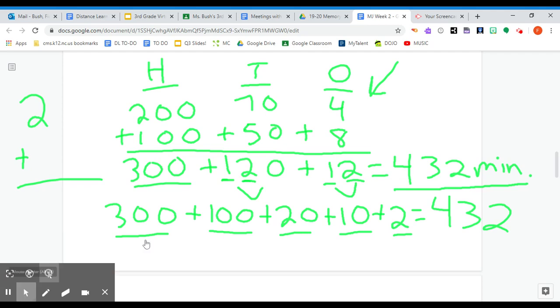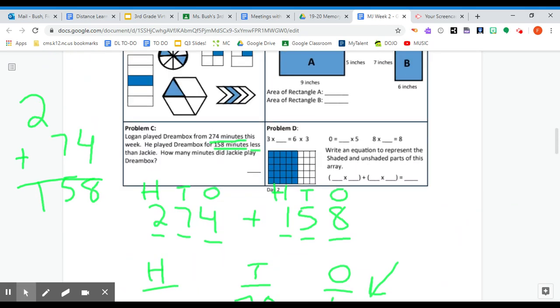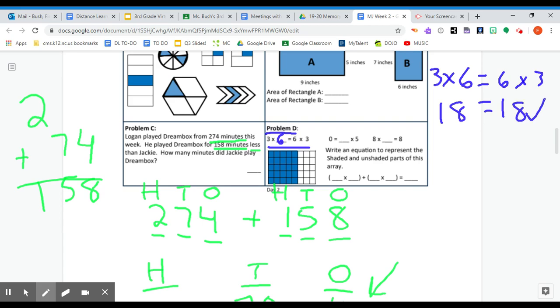Now I'm going to scroll back up to the last problem on this memory jogger, which is problem D. And I'm going to change my marker to blue so you know I'm working on problem D. What I want you to remember about these problems is that 6 times 3 is the same as 3 times 6. So you should have gotten 3 times 6 equals 6 times 3. If you want to check your work, you could have done 3 times 6, which is 18, equals 18. So that means my work is correct.